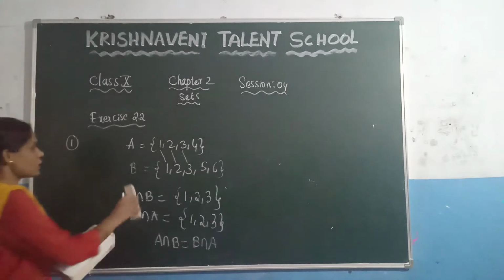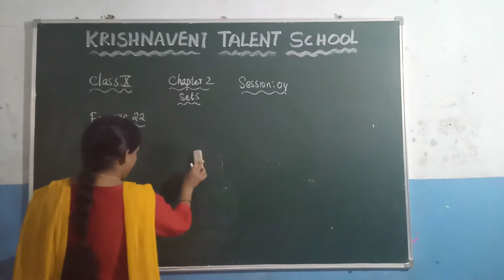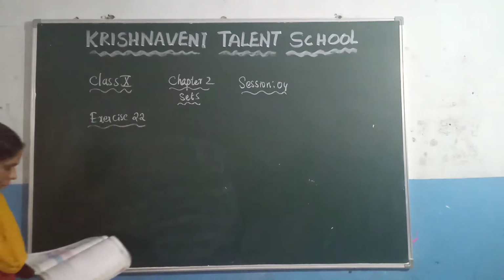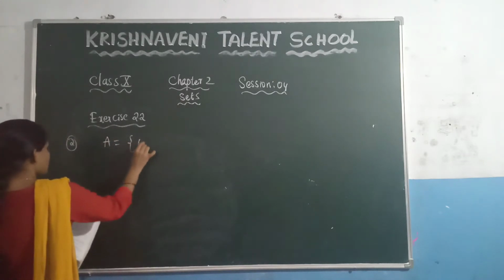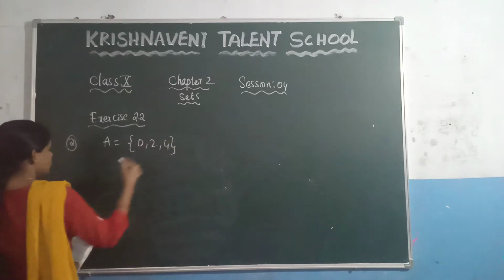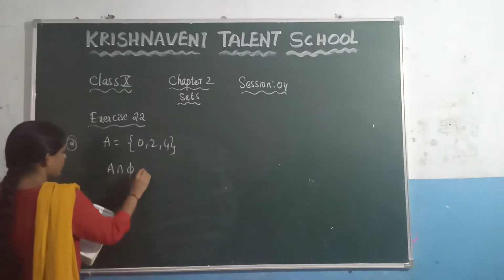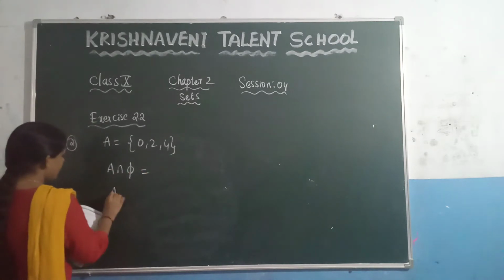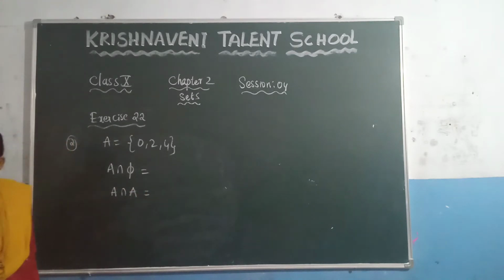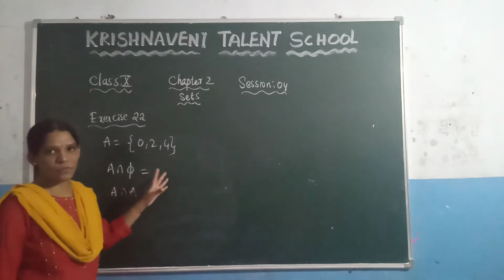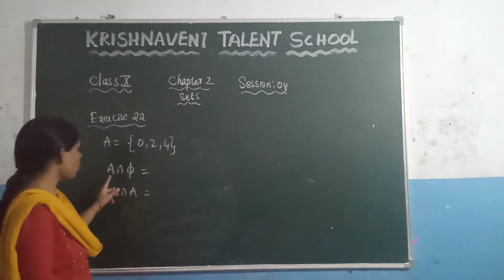Now see the second question. Here, they have given the set A, which is {0, 2, 4}, and they asked to find the elements that are present in A intersection φ, and after that in A intersection A. And again, based on the result, we need to comment. First, the set A is equal to {0, 2, 4}. We need to find the elements that are common in A and φ.